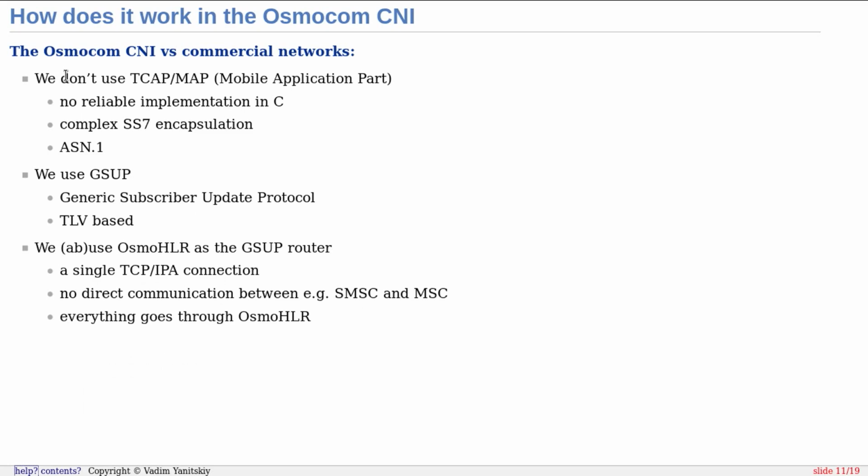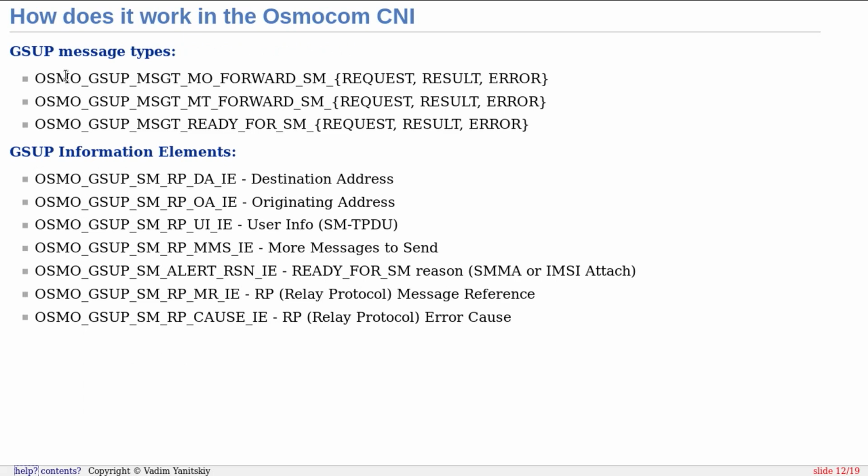So everything goes through Osmo HLR. And over a single TCP IPA connection, there is no such thing as multiple connections. And yeah, there is no direct communication between the core network entities. Everything is done through Osmo HLR. So we have the following GSAP message types. Basically, they are quite similar to MAP messages, to be able to easily convert between GSAP and MAP.